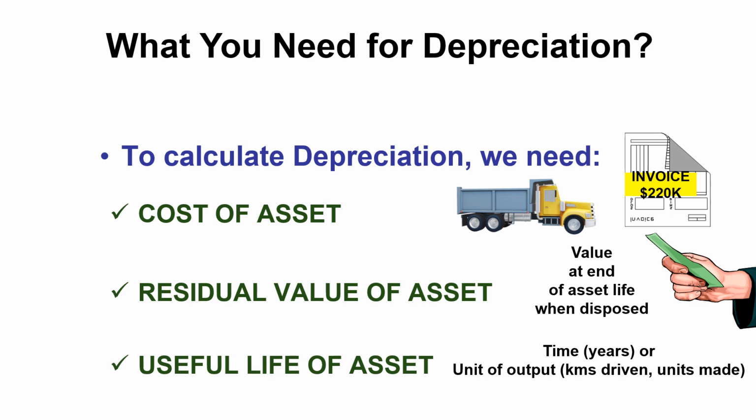And finally, we need the useful life of the asset. The useful life of the asset is measured in time, that is the number of years the asset will be used, or it will be measured in the unit of output. That is, for example, for a vehicle, how many kilometers this vehicle will be driven. For a machine, for example, it will be how many units are made with that. So the life of the asset can be years or can be the unit of output.